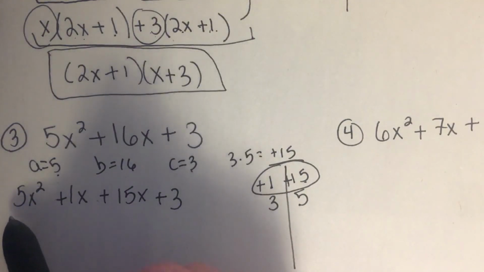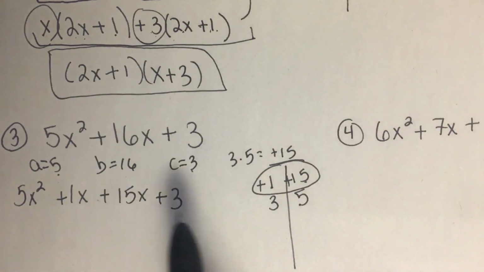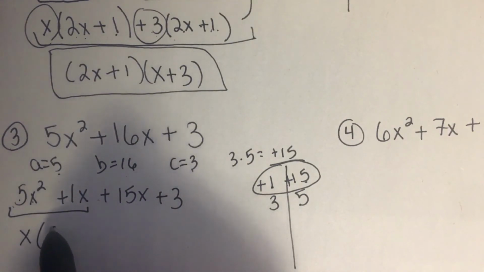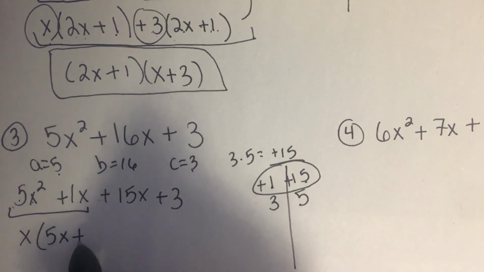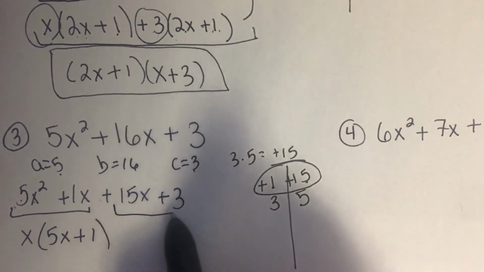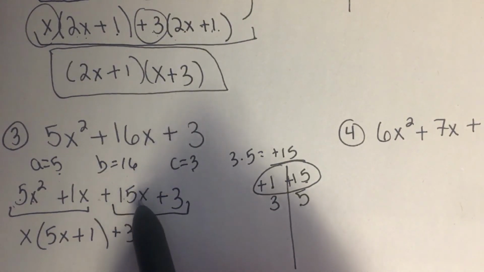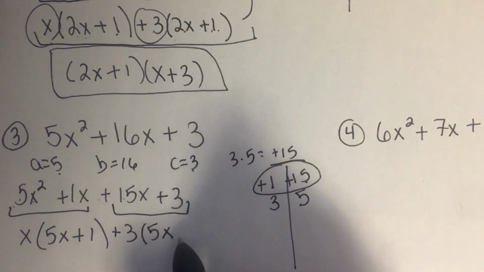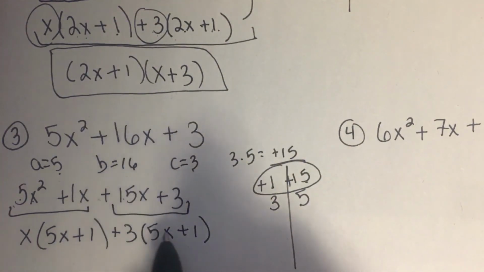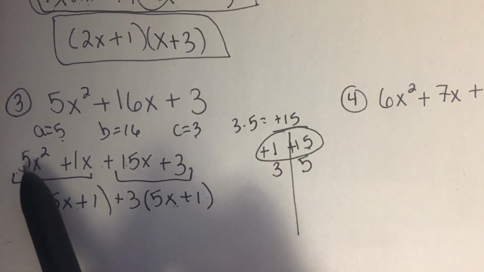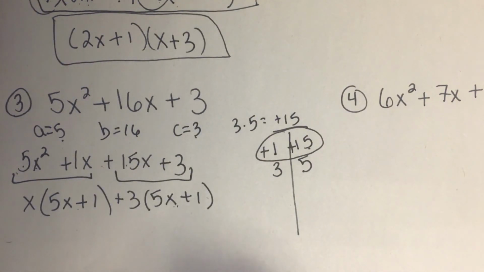Now I'm going to do reverse distributive for each set. So for the first two, the x again is in common, and I'll be left with 5x and a 1. In the second set, a 3 is in common again, and I'll be left with 5x and a 1. Once again, you could double check to make sure you did it correctly. Your parentheses should match, and also you can multiply to make sure you get these four terms.